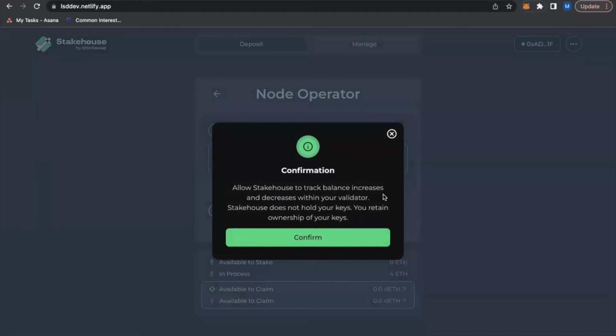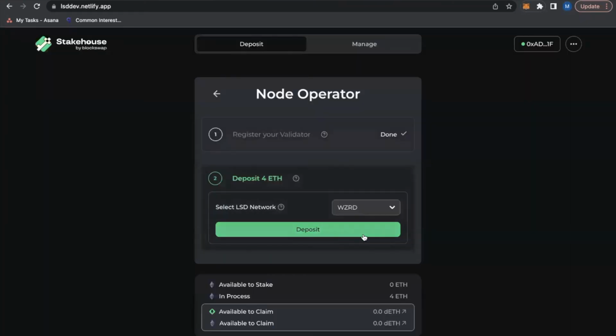Allows Stakehouse to track balance increases. Yes, Stakehouse is the underlying protocol. All it needs is to monitor the balance increase or decrease so that it can monitor your validator and show it to you. Nothing much. Okay, fine. Oh, looks like there are already some. See this, BFRD, Black Friday. This is the Stakehouse, the LSD network that we just deployed. I'll click on it. I'll say deposit.